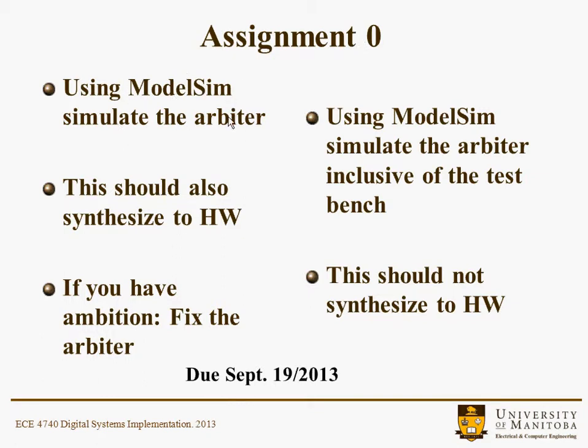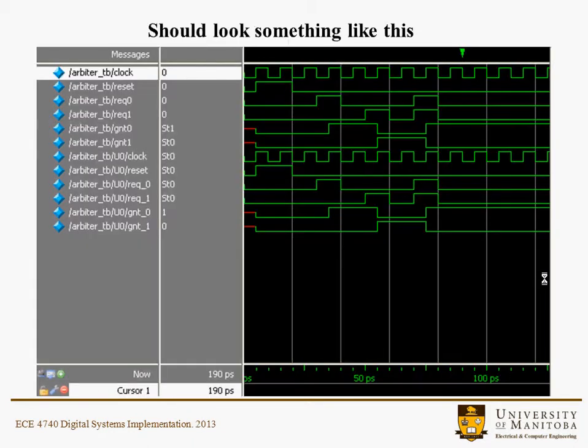Using ModelSim, simulate that arbiter. This should be synthesizable in hardware. And if you have any ambition, you could fix the arbiter, because what you'll find out in this particular case, if you implemented that code, it really only goes between the two states of the grant request being granted. The second part of the assignment is using ModelSim to simulate the arbiter with the test bench. And this part here probably is not going to be synthesizable to hardware, and you wouldn't be able to synthesize it if you tried to.